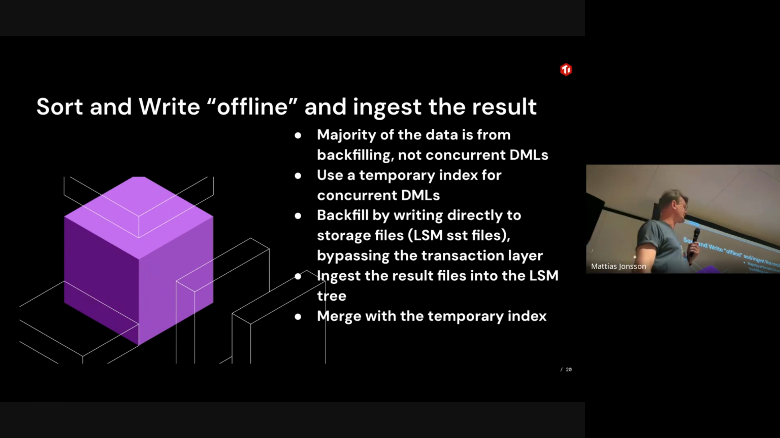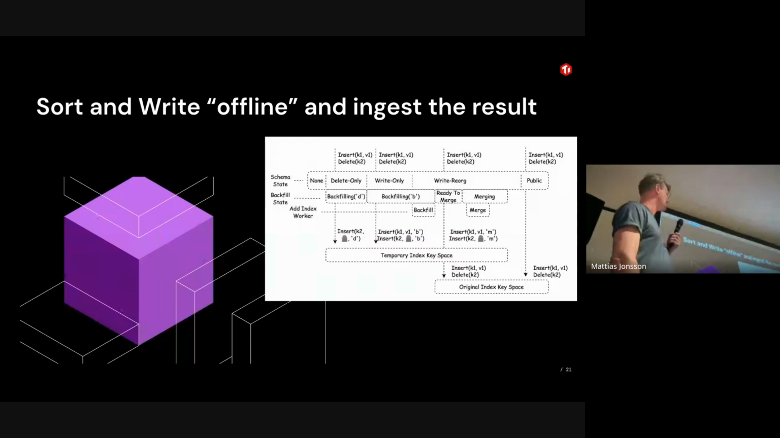And then, of course, since this is done concurrently with the other load, we do have a temporary index that handles the concurrent writes and changes. Since it's a temporary index, it actually needs to have some kind of tombstones as well, so that when you're in the merge phase of the reorganization, it can be checked whether something existed in the new index or not, for example.